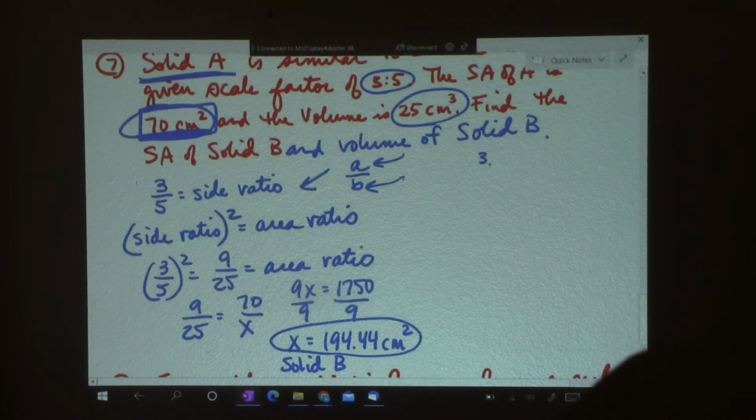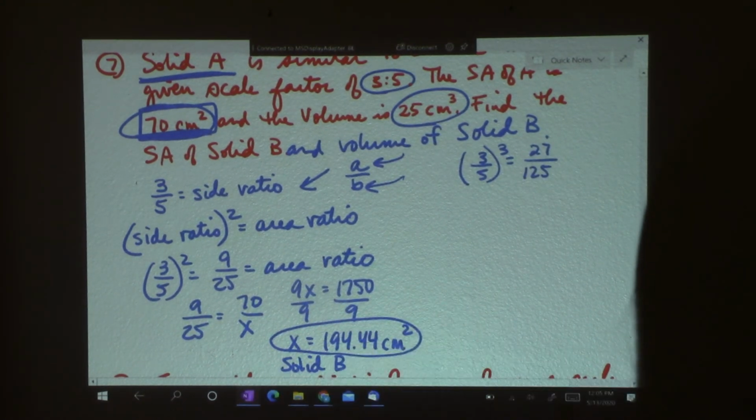So I have 3/5 is my ratio, and I'm going to cube it for the volume. So that becomes 27 over 125. So I'm no longer using 3/5. I'm using my cubed formula. So I have 27 over 125 equals 25 over x.